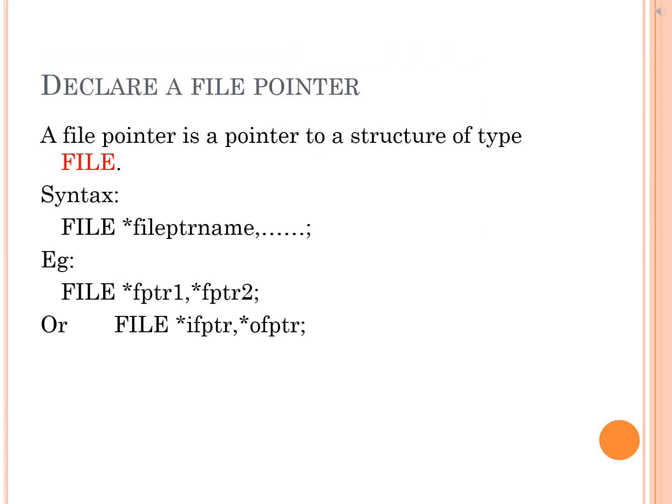Now declaring a file pointer. FILE in capital is the structure. The syntax is FILE *file_pointer_name. Star, or the indirection operator, stands for a pointer. An example of how you can specify it is FILE *fptr1, *fptr2, etc. Or it can be *ifptr, input file pointer, or output file pointer, ofptr. Like how you're giving any variable names, you can give the file pointer names. Same rules or regulations apply for declaring the pointers.